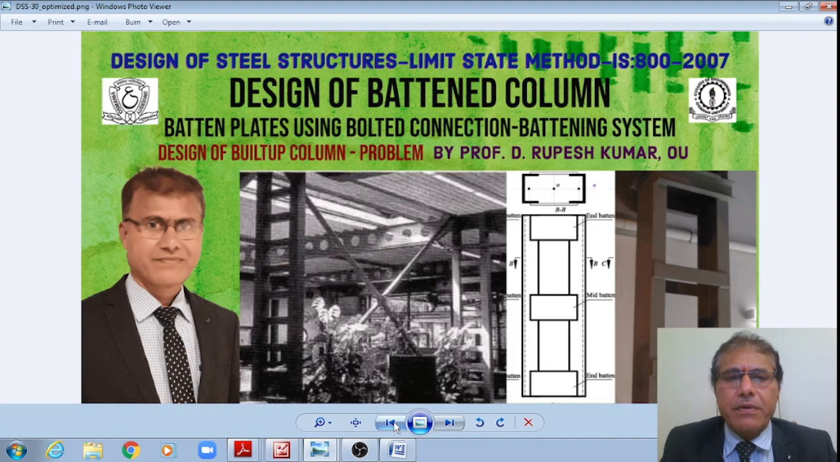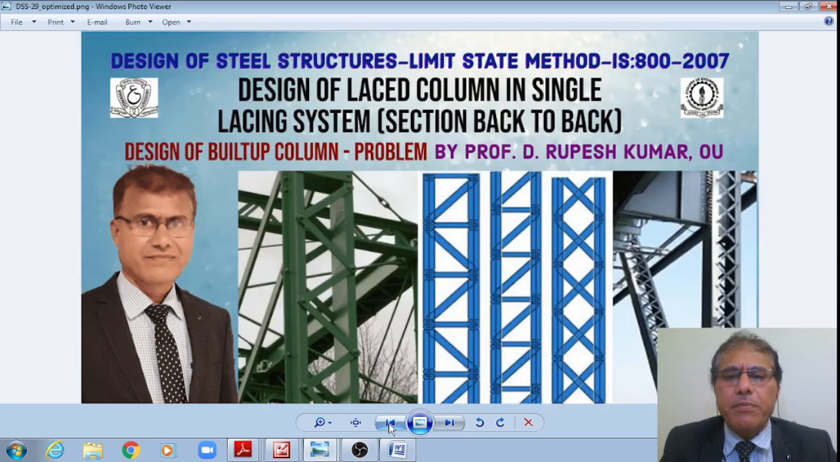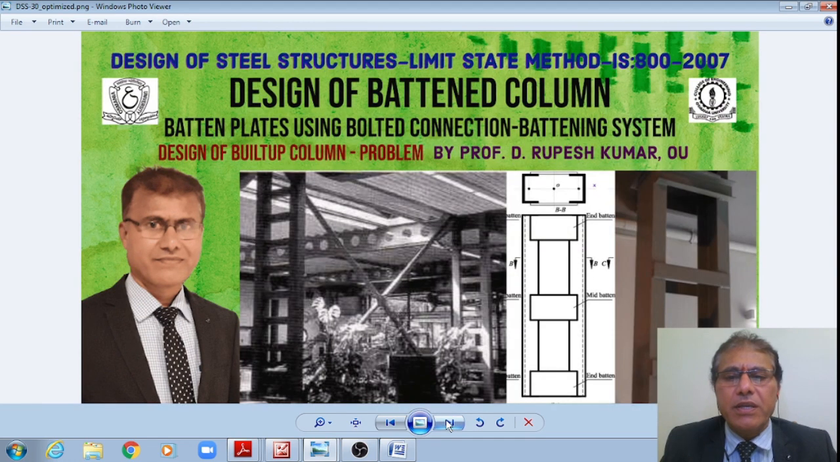In today's class, we shall see the design of battened columns, batten plates using bolted connections, the battening system as part of the design of built-up column, a numeric problem. In the previous class, we have seen the design of laced column in single lacing system like this. That was also a design of built-up column, wherein two channel sections are back to back. I hope you enjoyed the discussions there.